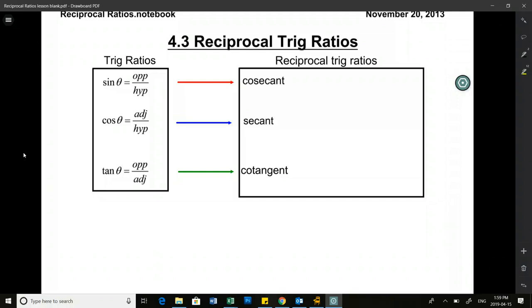So cosecant has an abbreviation, just like sine, cosine, and tangent do, and the abbreviation for cosecant is CSC. It is basically just equal to the reciprocal of sine, and what that means is that cosecant is going to be equal to hypotenuse over the opposite side of our triangle.